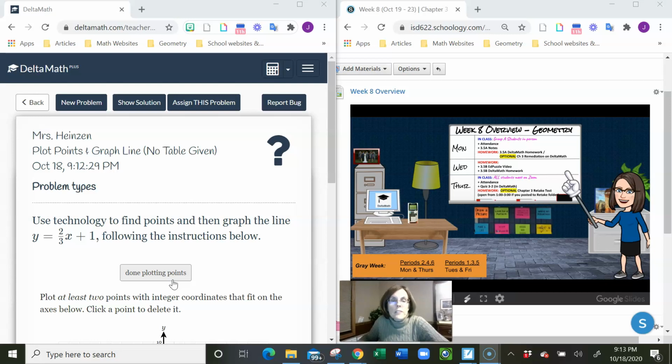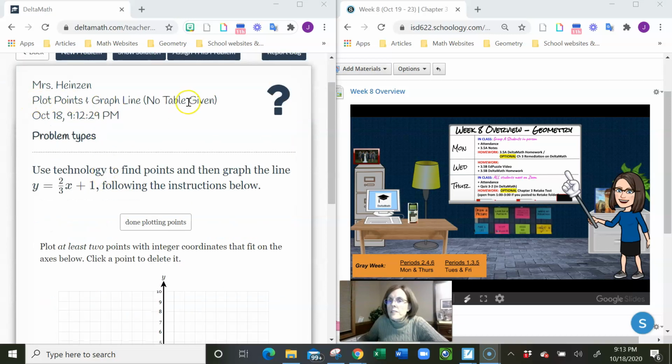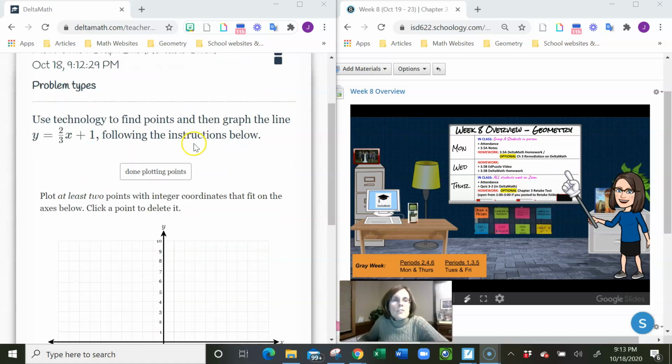parallel and perpendicular lines. So this is the Delta Math assignment, and the first skill that you will come upon for the 3.5b is plotting points and graphing a line. The instructions say to use technology to find points and then graph the line. And they want you to plot at least 2 points. I will be trying to do at least 3. And then you'll see once I plot the points, they'll give me the opportunity to draw the line.